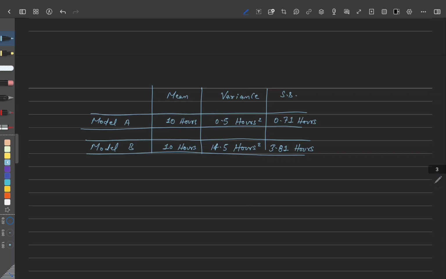Now notice the numbers of the standard deviation. 0.71 hours and 3.81 hours is more intuitive as compared to 0.5 hours square and 14.5 hours square. While variance here is clearly conveying that the battery span of model B is very inconsistent. So variance tells us that the battery span of model B is inconsistent.